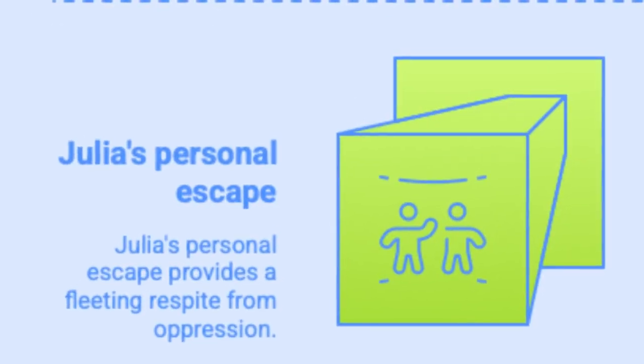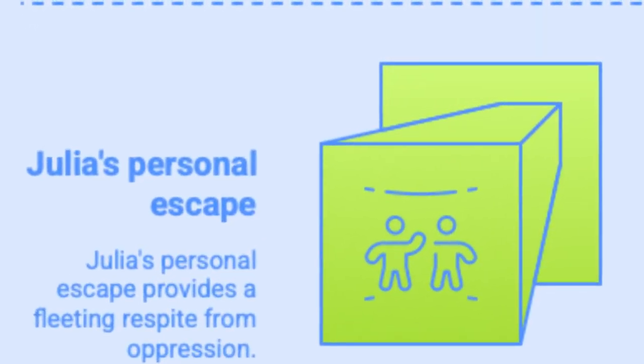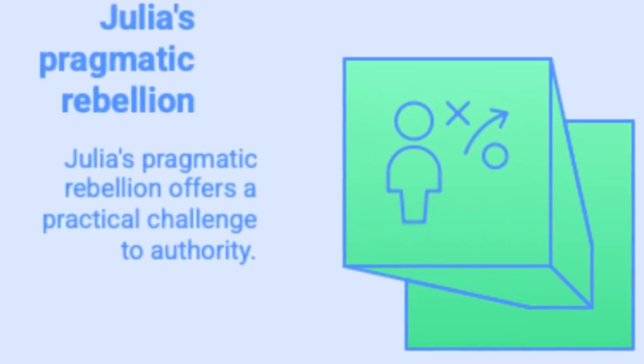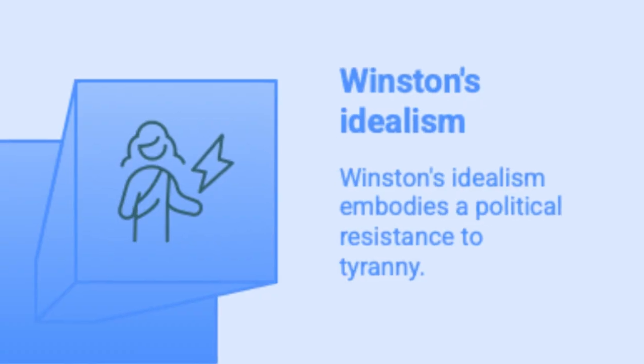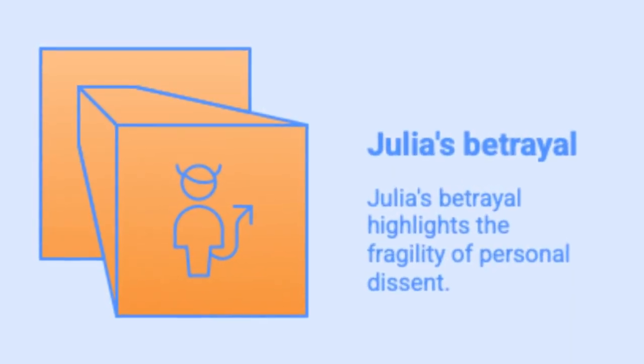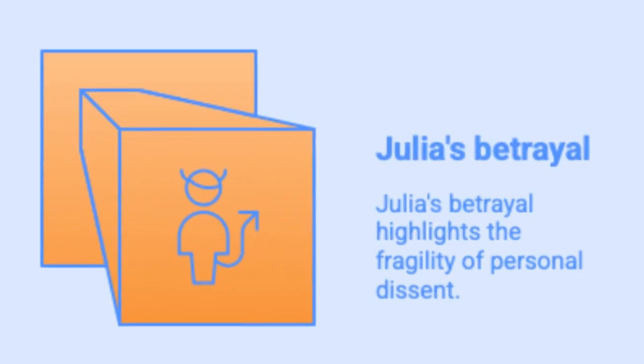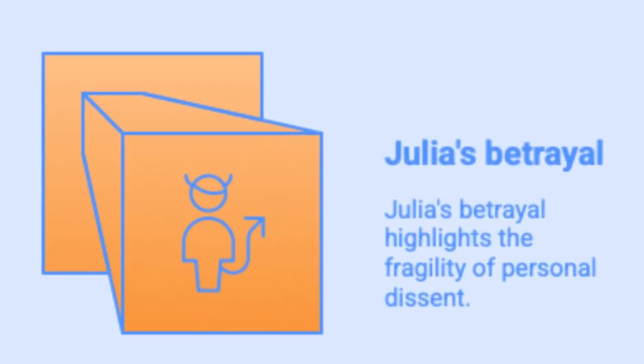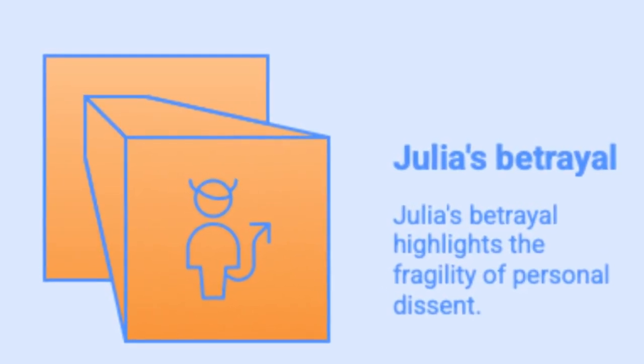It provides both characters with a temporary escape. Julia's pragmatic approach to rebellion contrasts with Winston's idealism. Her ultimate betrayal of Winston illustrates the party's ability to crush even the most personal forms of dissent.